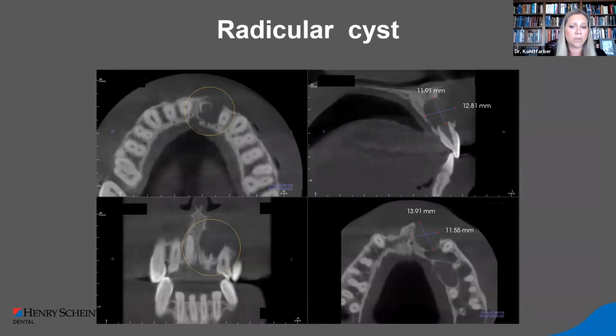We can also have various pathologies. So here we have a large radicular cyst. Definitely can see exactly what's going on with loss of that buccal cortical plate. We can localize what tooth that is.